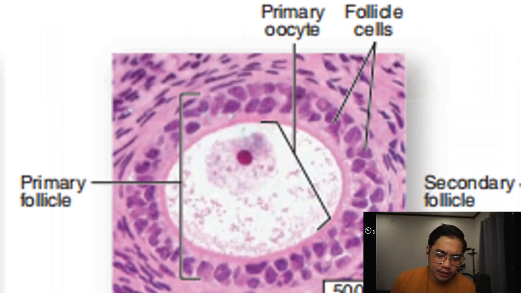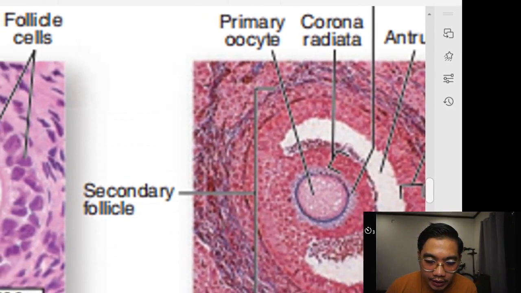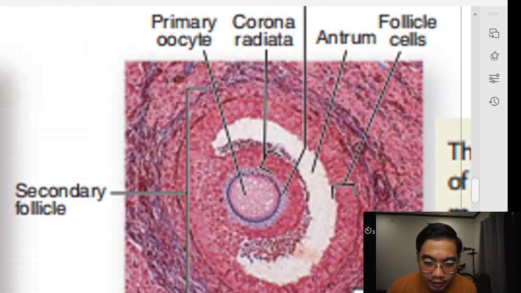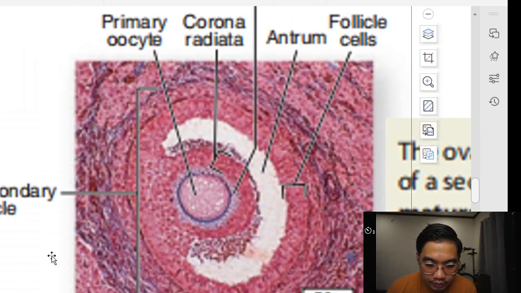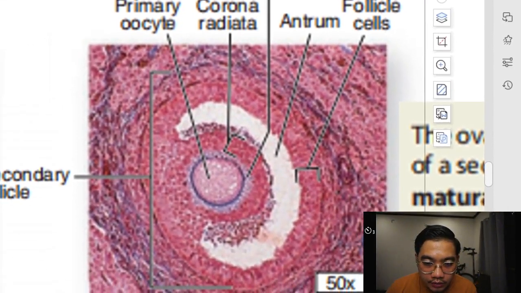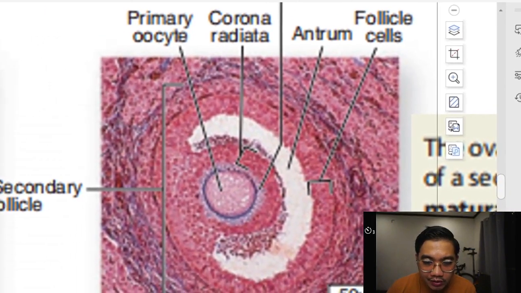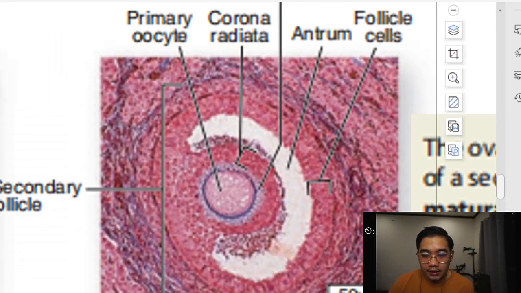So it will develop further along the line. And as the follicles mature, it will eventually become your secondary follicle, also known as your antral follicle, no? So secondary or antral follicle. So this is the secondary follicle. So what does this antrum mean, no? This is, it's still called your primary oocyte, by the way.